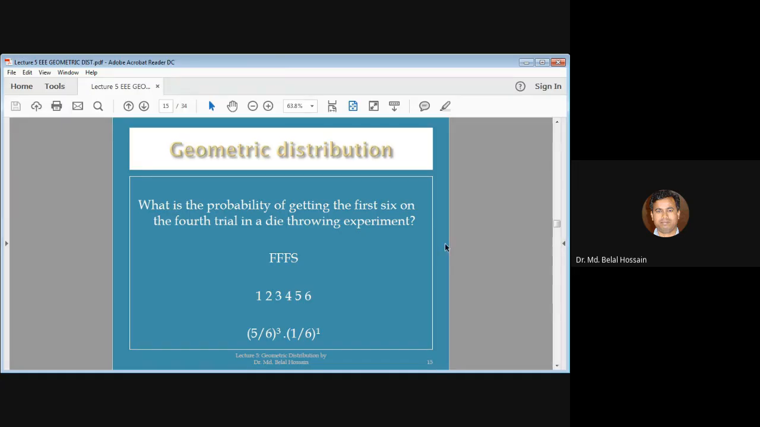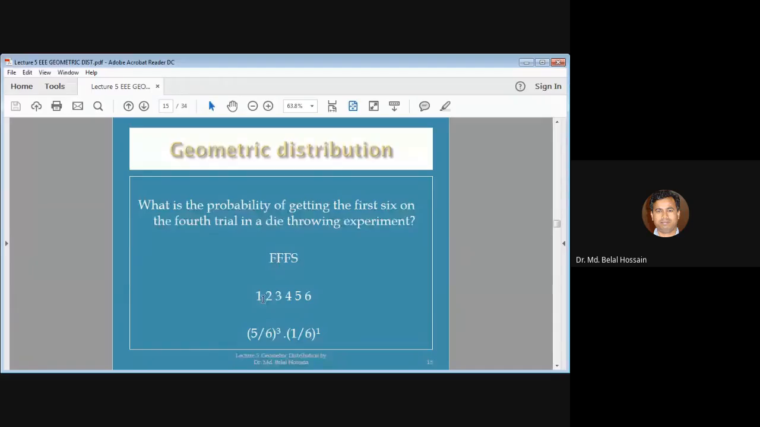So you have to continue the event until you get the first success. Okay, so this is a die throwing experiment. So we have 1, 2, 3 up to 6 possible, 6 faces die. So if you want to get your first 6 on the 4th trial, you have to get the first 3 trials with failure. Okay, fail. If fail means that it is either 1, 2, 3 up to 5.